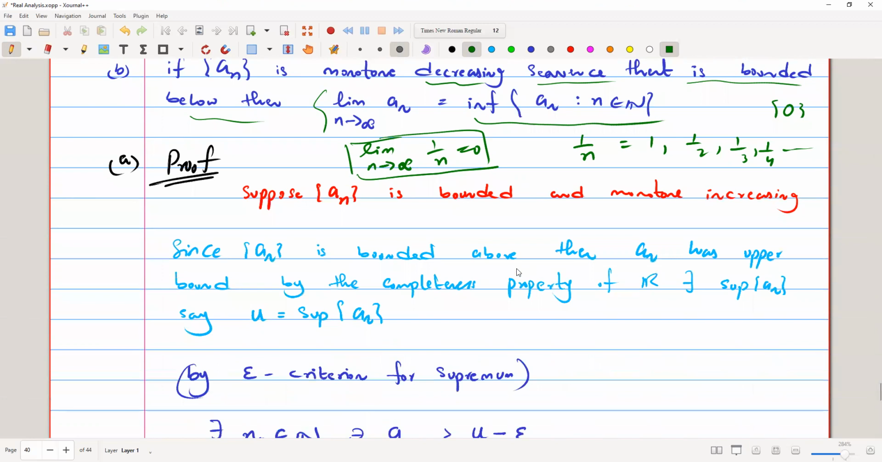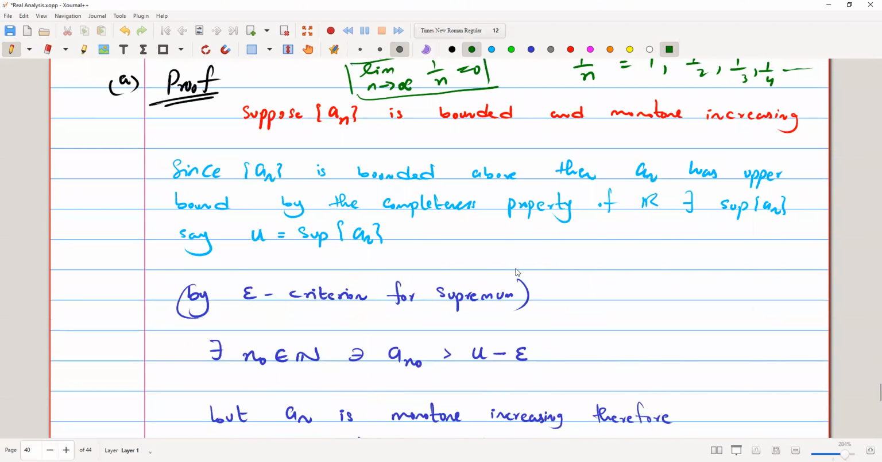Now we have to prove that in general. We cannot prove by examples, but we have to prove in general. So suppose that a_n is a bounded and monotone increasing sequence. Since a_n is bounded above, then a_n has upper bounds. It must have an upper bound because of the completeness property of R. So there exists the supremum of a_n. We can say that this U is the supremum of a_n. Now we are claiming that there is an element U that is the supremum of this set.